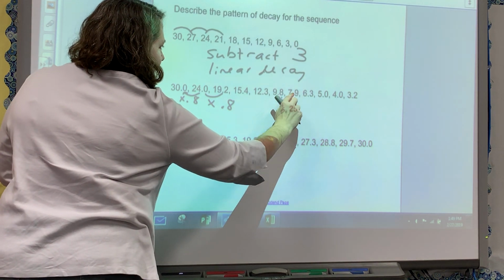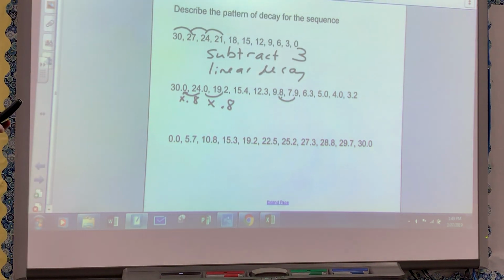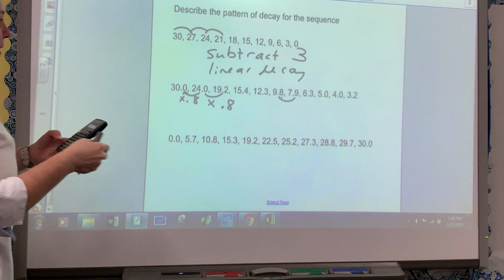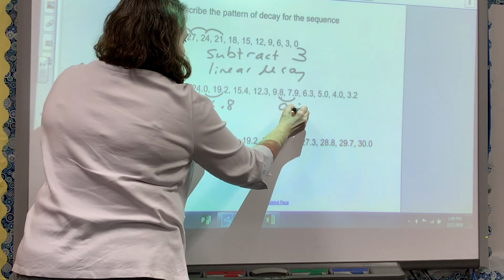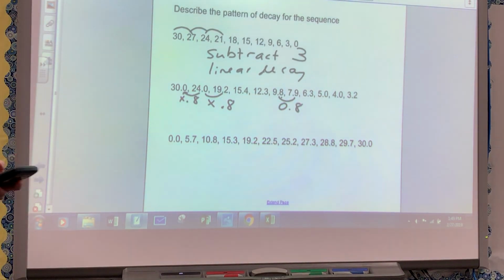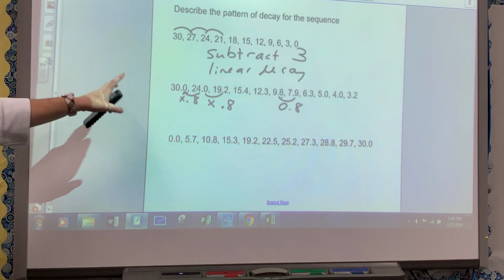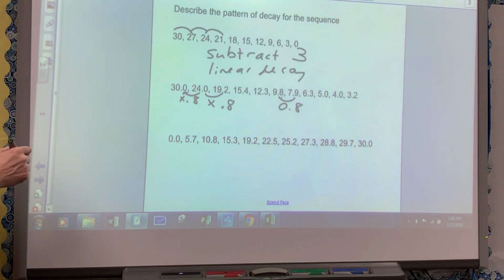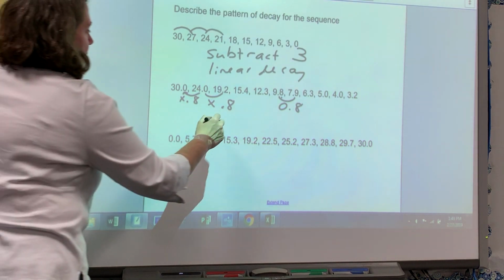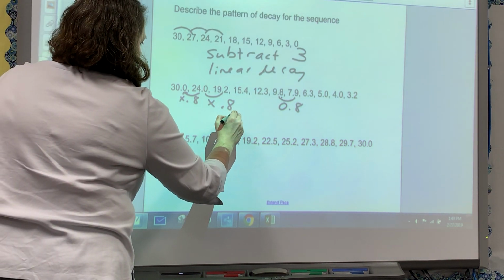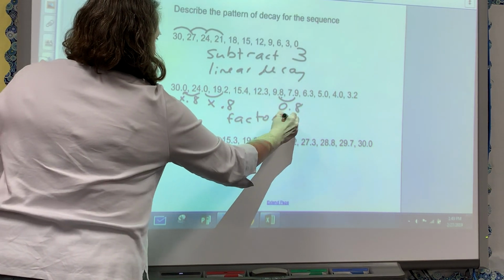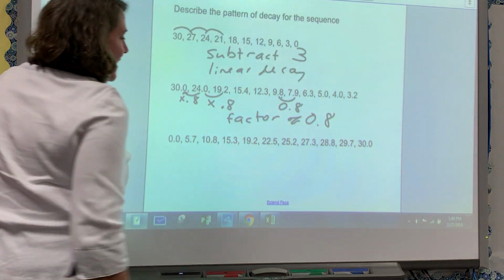From here to here, I have to use my calculator and do 7.9 divided by 9.8. And it's not exactly 0.8, but it's okay because it's pretty close, right? So it doesn't have to be exact, and I'll show you how you know that in a second. So what is my pattern of decay, Jack? 0.8. Okay, so I multiply by a factor of 0.8 every time.